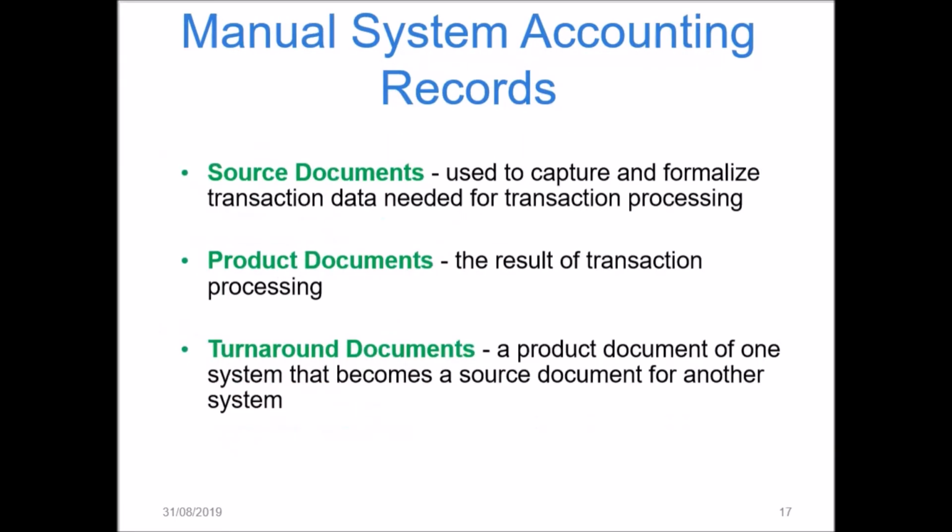Source document is used to capture and formalize transaction data needed for transaction processing. That is source document. Product document is the result of transaction processing. And turnaround document is a product document of one system that becomes a source document for another system. When I talk about turnaround document, I think you can understand the above. The best example to give for turnaround document is your electricity bills.